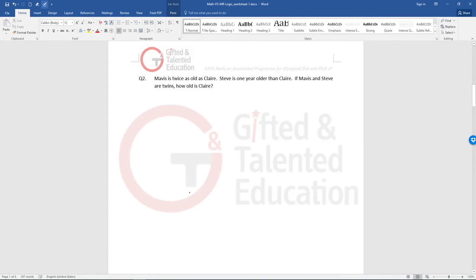Question 2. We can solve question 2 by drawing a model. We have a clue here. Mavis is twice as old as Claire. From here, we can use 1 unit to represent Claire's age. And since Mavis is twice as old as Claire, Mavis' age would be 2 units.